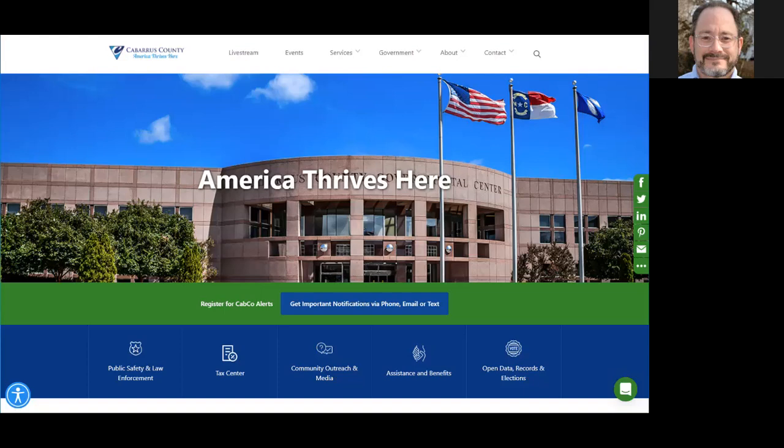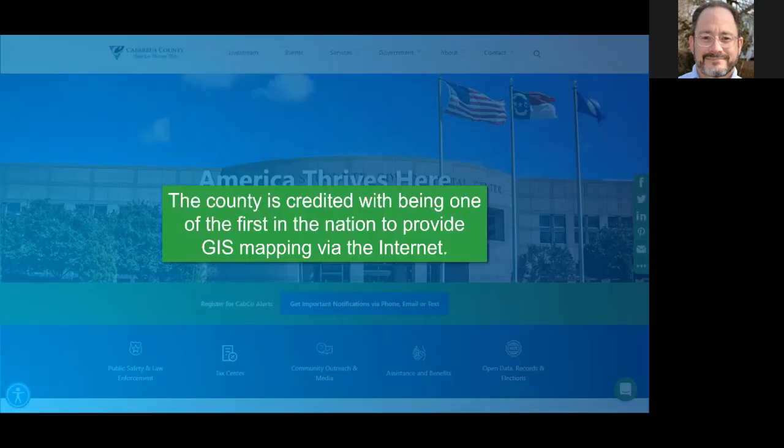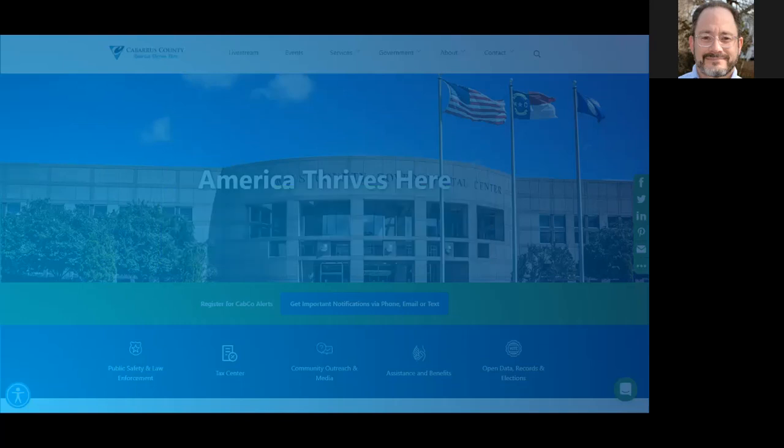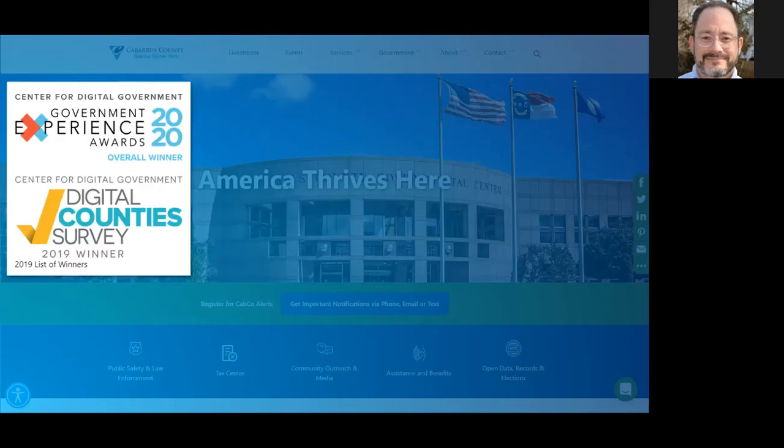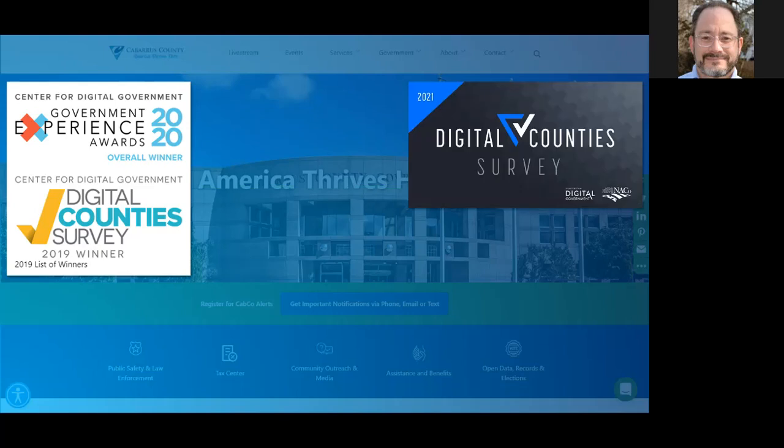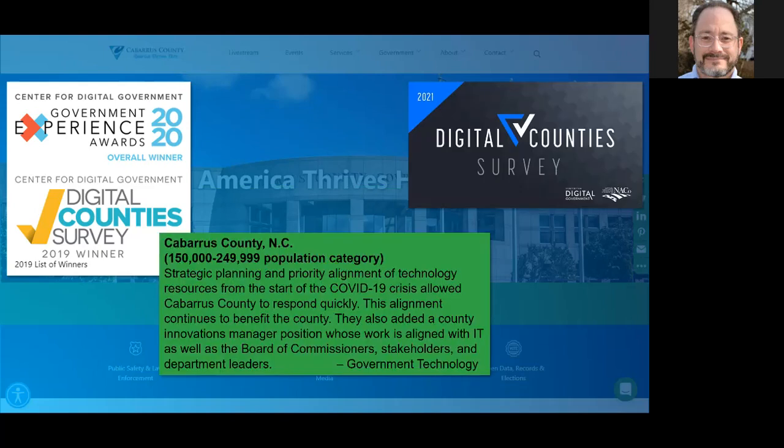They have a long history of being an innovative government agency. They are credited with being one of the very first government agencies in the nation to provide GIS mapping via the internet. And they've consistently been in the top 10 for 9 years in a row for winning digital and innovation awards. They won 8 NACo, National Association of Counties, Achievement Awards in 2021, 4 of them in 2020. They won awards from Laserfish on digital transformation and excellence awards from MCCi.